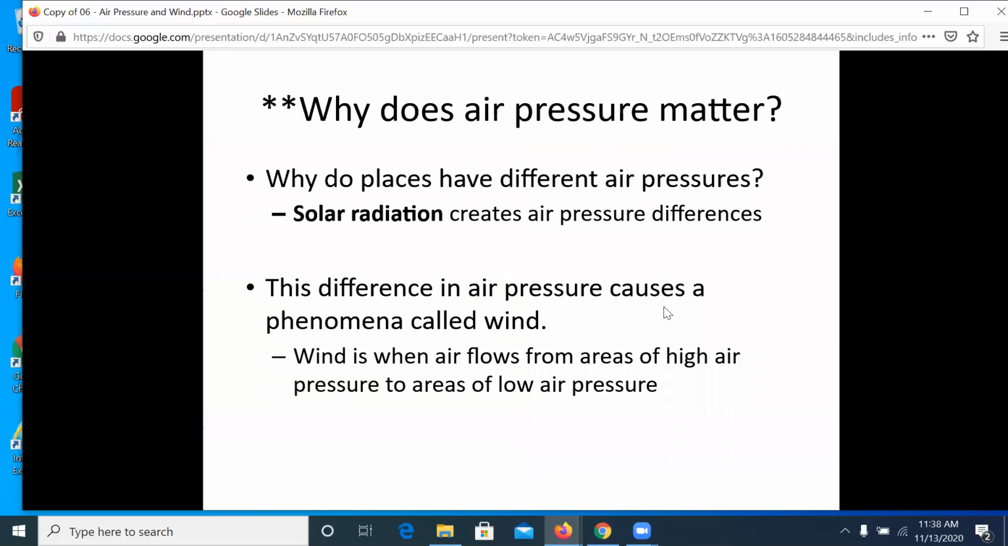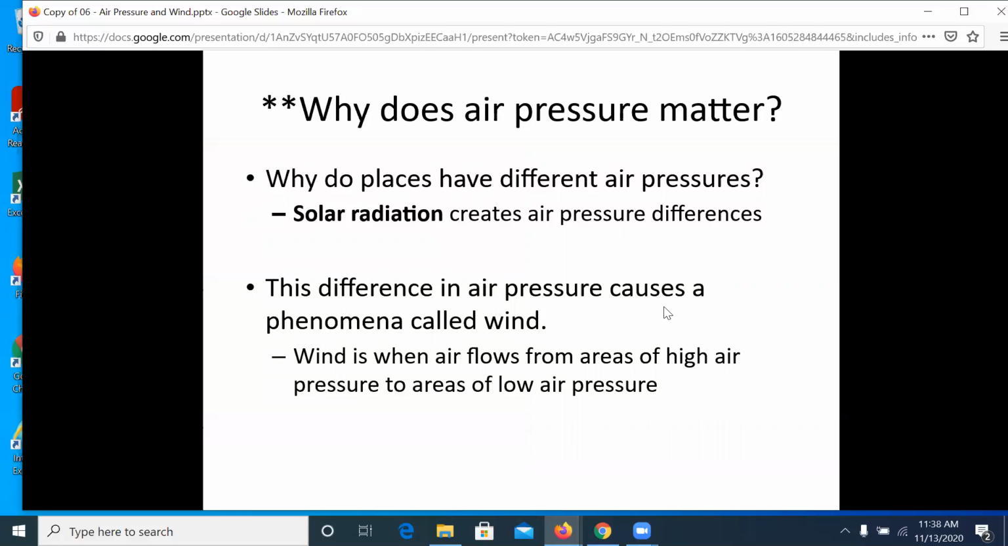Why does air pressure matter? We care, but before we can say that, why do places have different air pressure? Solar radiation creates air pressure differences, or the energy that we receive from the sun can create air pressure differences as well. The differences in air pressure cause a phenomenon called wind. So wind is actually not something that just happens. It's because of these differences in air pressure.